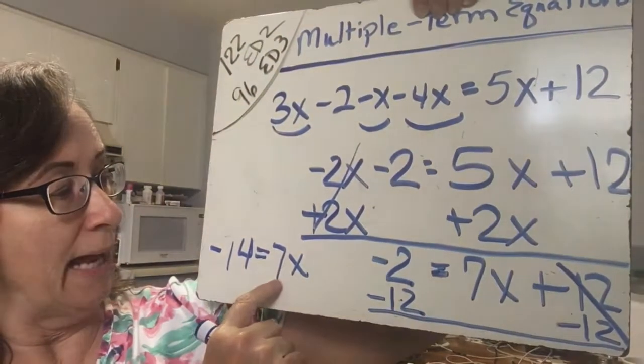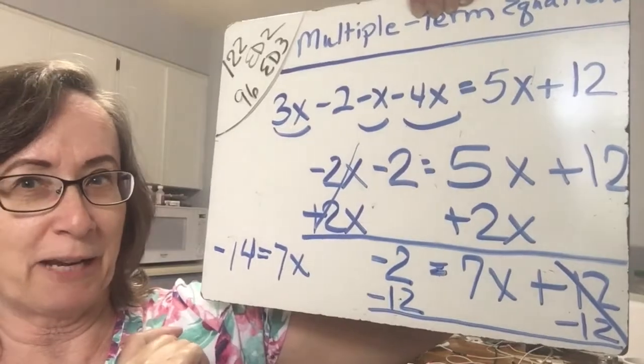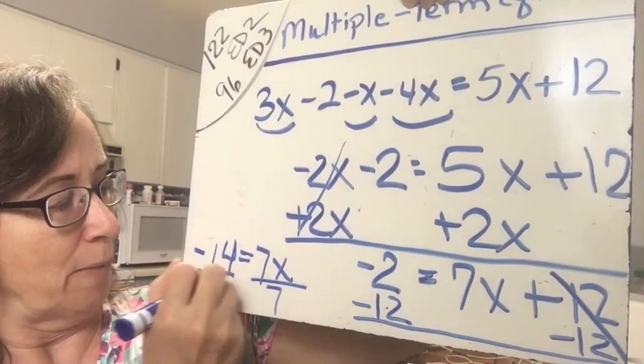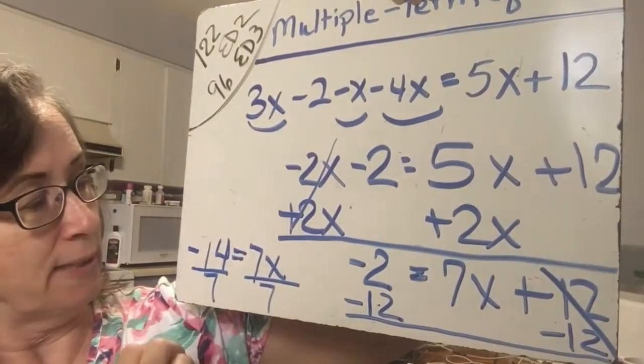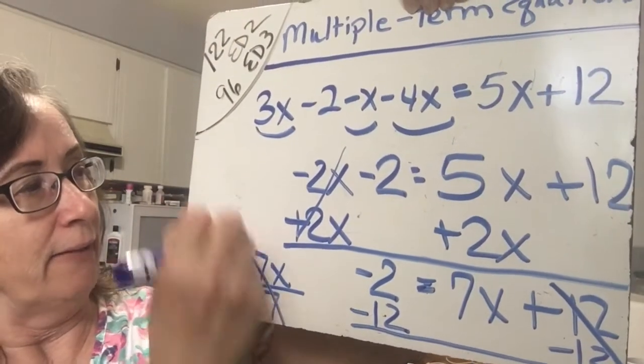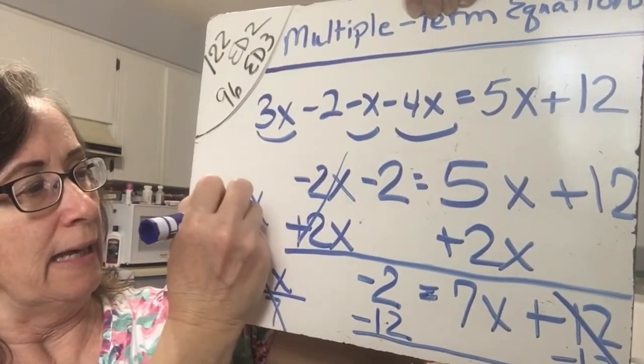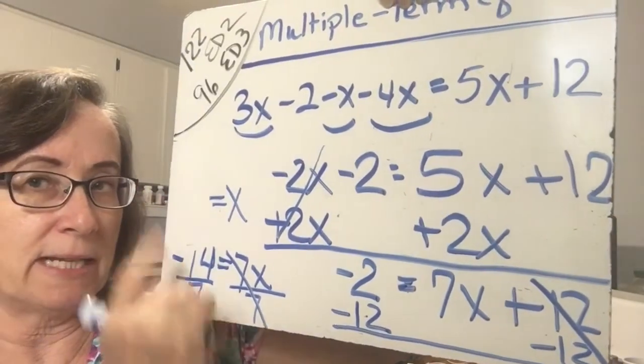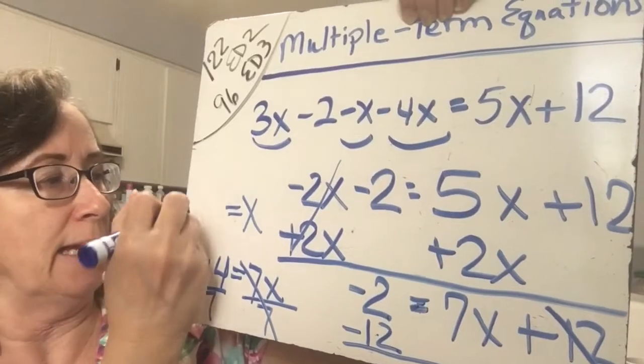So now I have 7x is negative 14, but I only want x, not 7x, so I'm going to divide by 7 and divide by 7 on both sides. And then I get x equals negative 14 divided by a positive 7. Negative divided by a positive is negative 2.